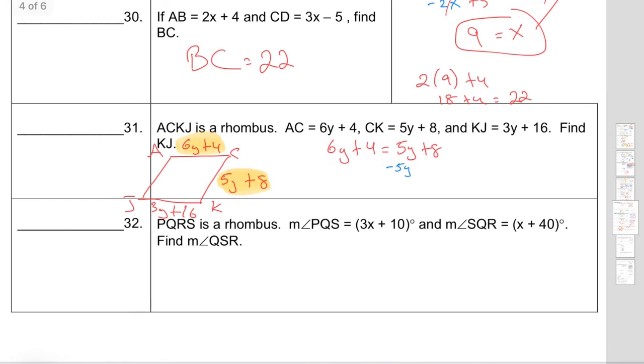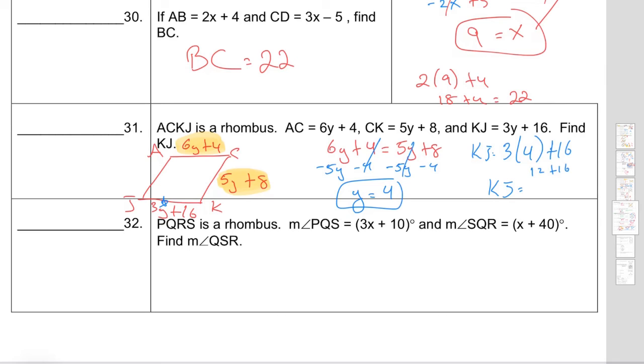So we subtract 5y on both sides, move the 4 over, 4 cancels, 5y cancels. On the left side, I'm left with y. On the right side, I'm left with 4. So now that I know that y is equal to 4, I'm going to substitute it in there. So we have 3 times y, which I just found to be 4, plus 16. And that's going to give me KJ. So KJ, well, let's do some mental math. 12 plus 16 is 28. So here KJ is 28.